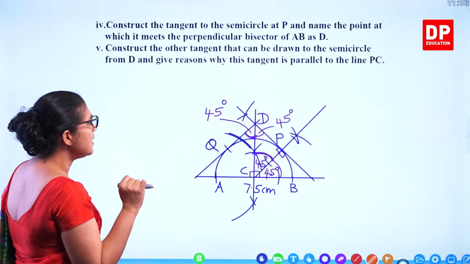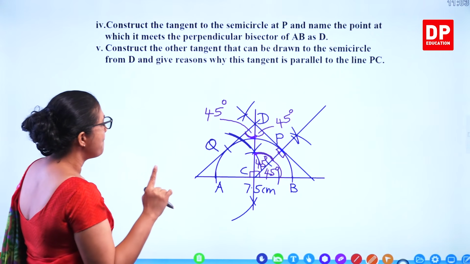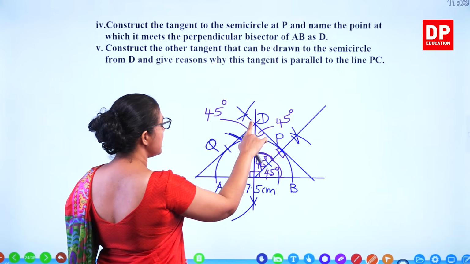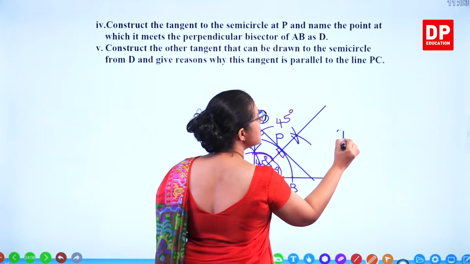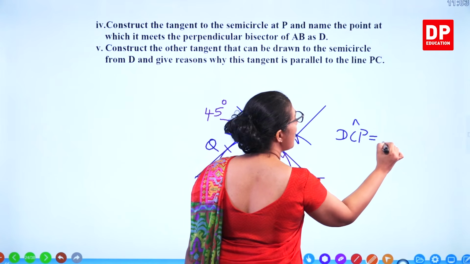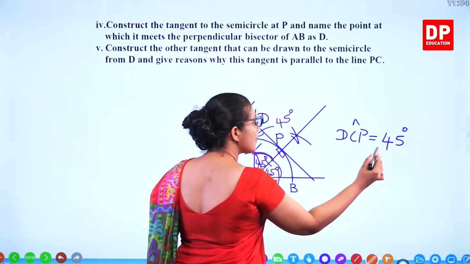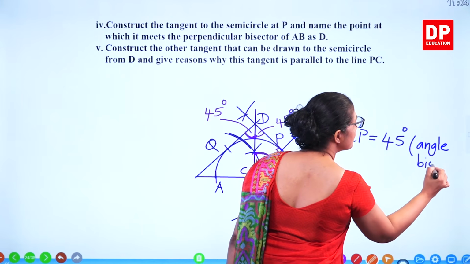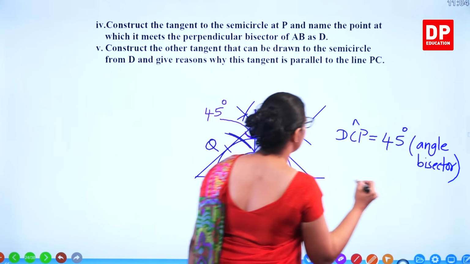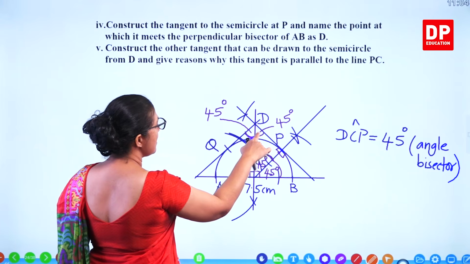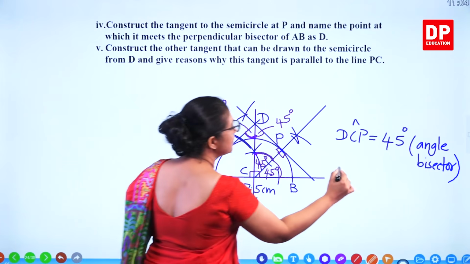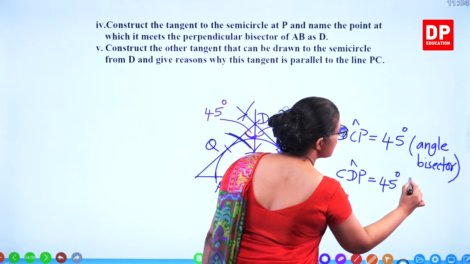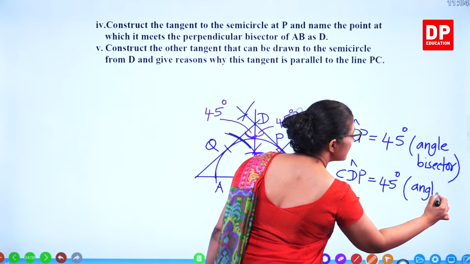So what's the reason? We can say this angle. So first you can say DCP. DCP angle is 45. Angle bisector. Then you can say CDP. Angle also 45. That's angle sum of a triangle.